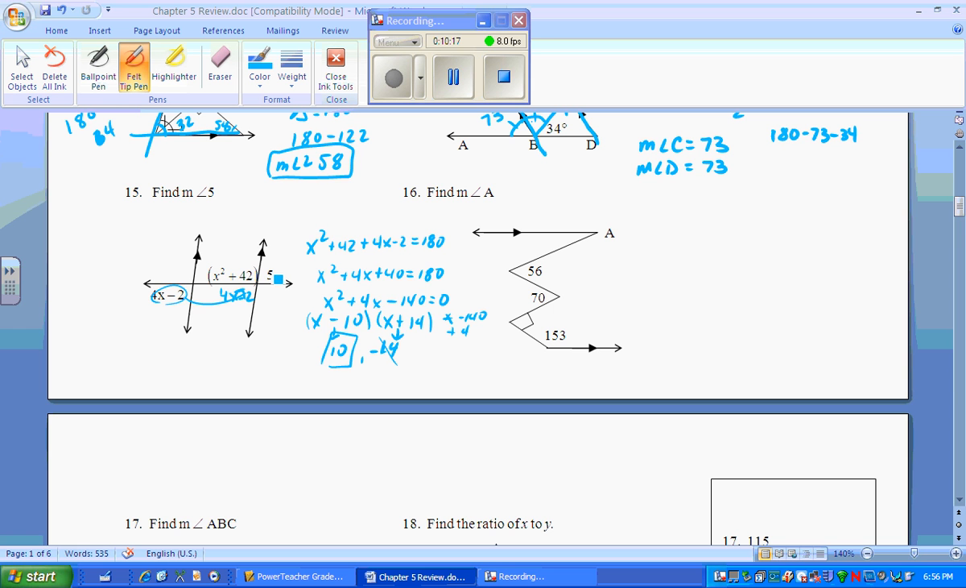We want the measure of angle 2. Well, we know that this angle and this angle here are alternating exterior. They're the same. So 4 times 10 minus 2, 40 minus 2 is 38. So the measure of angle 5 is equal to 38.